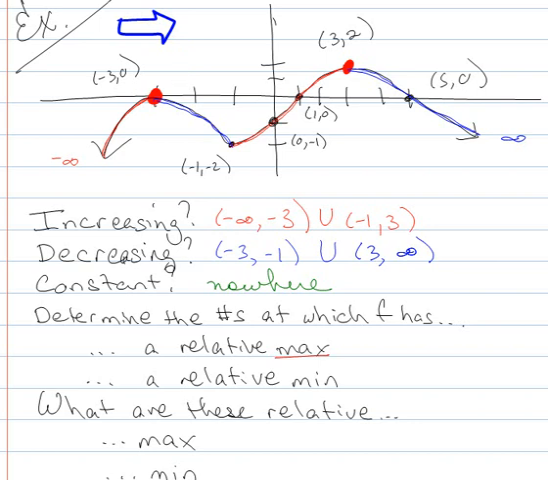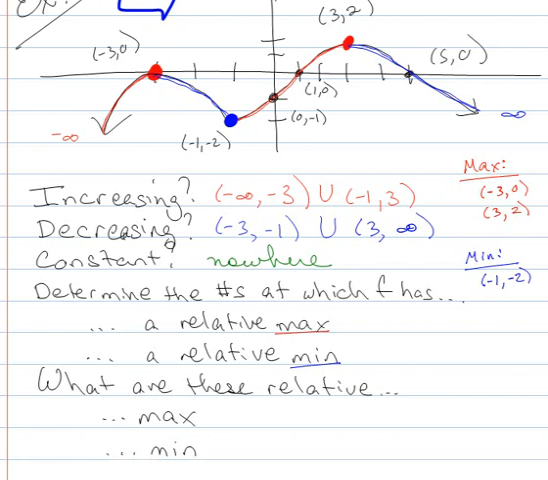So our relative max, let's write these points out on the side. Your book is not going to ask you for the actual points, but we'll write them out so we'll know what's going on. And then the relative min, there's only one of those, and it's this one down here. So our minimum is, well, there's only one of them, -1, -2.